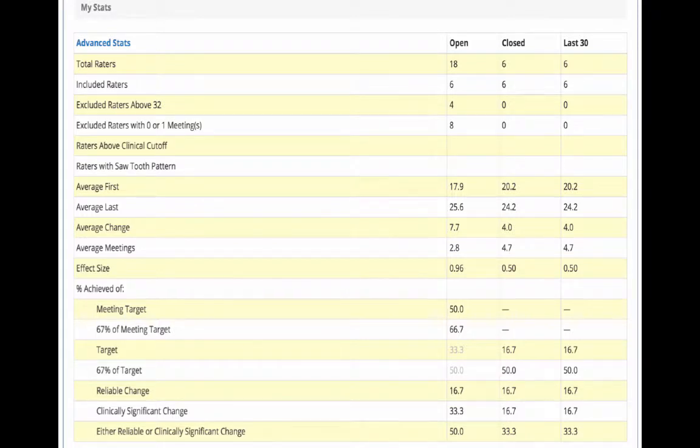Here's what that looks like. And you can see here that we have open, closed, and the last 30. So once you get 50, 100 closed clients here, you can always compare your last 30 to that to see whether or not you're improving over time and whether the strategies that you're implementing are improving your outcomes over time. You also can see, once again, the validity indicators here: raters above 32, raters above clinical cutoff, and raters with that sawtooth pattern.